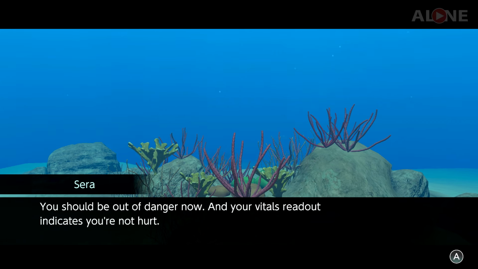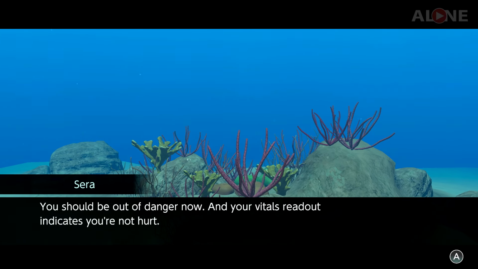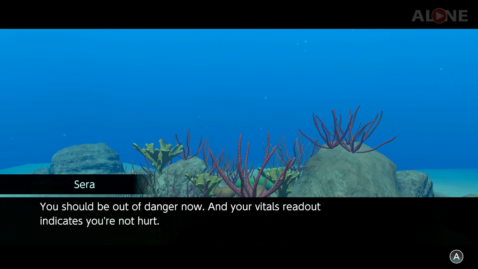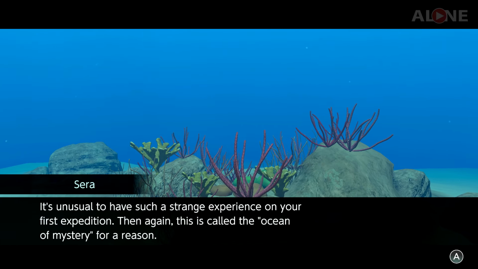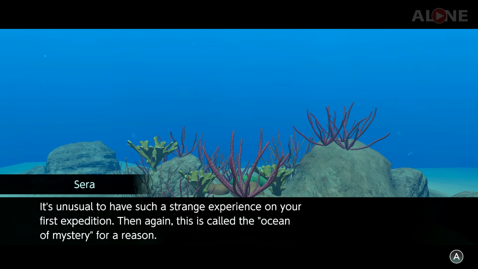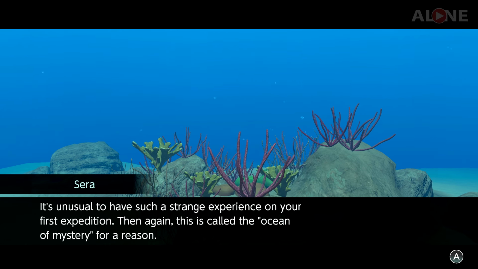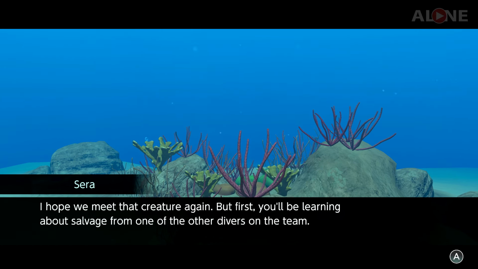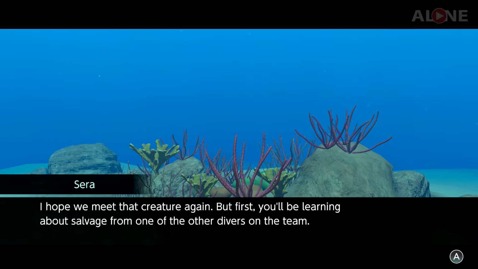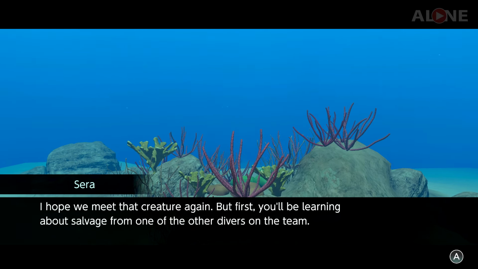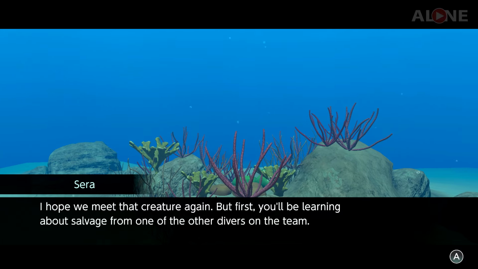You should be out of danger now. And your vitals readout indicates you're not hurt. It's unusual to have such a strange experience on your first expedition. Then again, this is called the Ocean of Mystery for a reason. I hope we meet that creature again. But first, you'll be learning about Salvage from one of the other divers on the team.